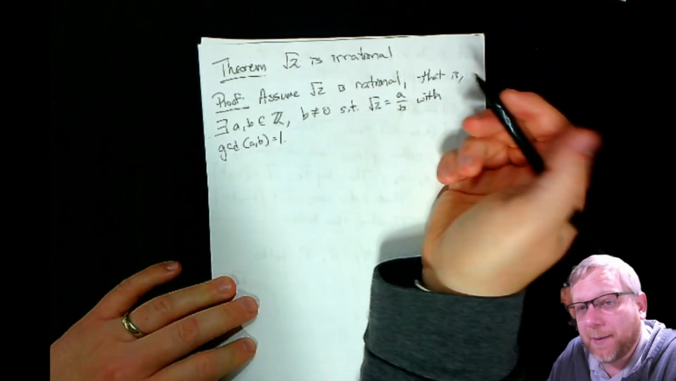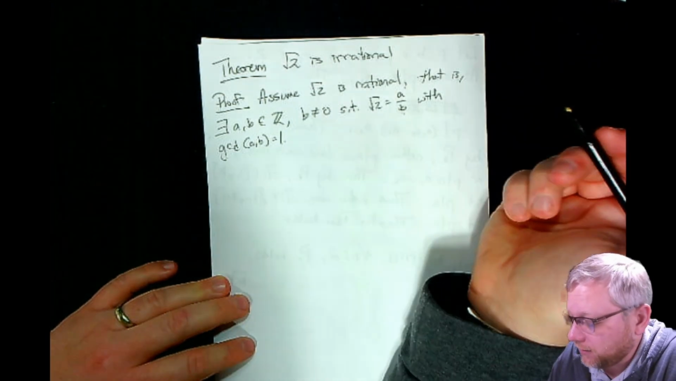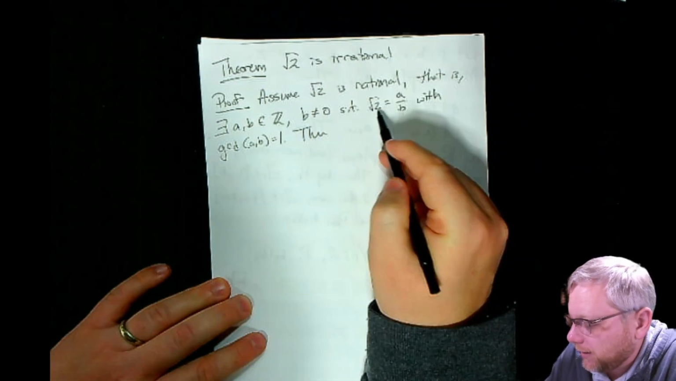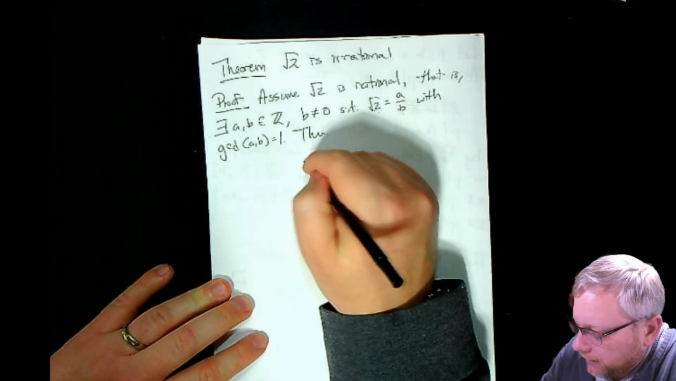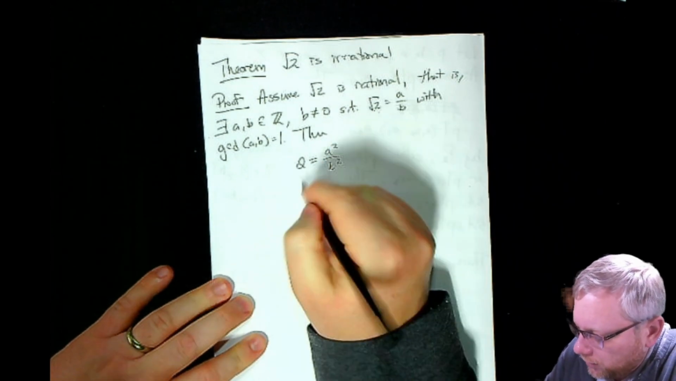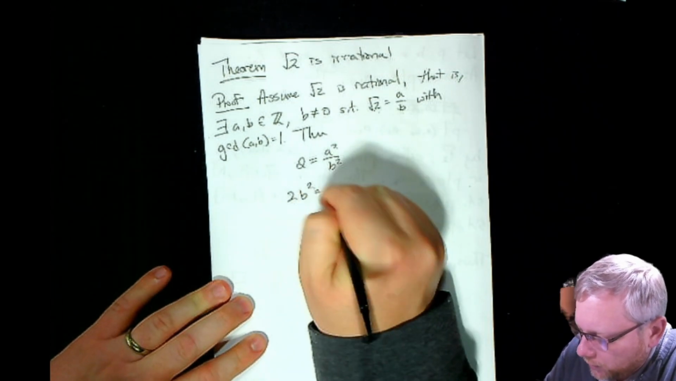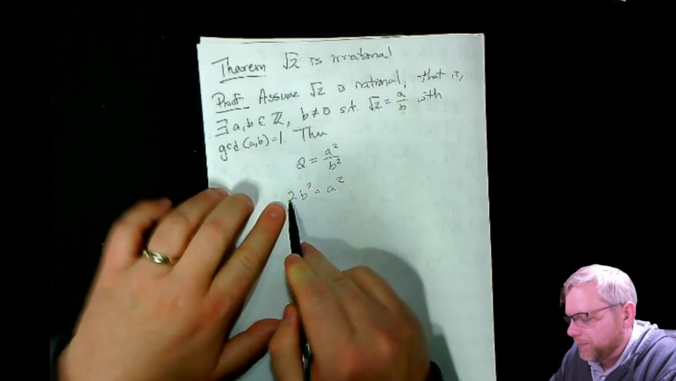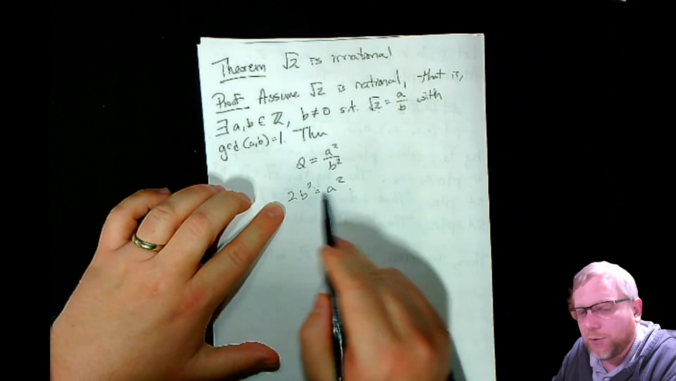Okay. Now, from that point on, we've got a lot of ugly algebra. First thing I can do is square both sides. So I get 2 is equal to a squared over b squared. Let's multiply by b squared, and we get 2b squared is equal to a squared. Now look what I've got here. I've got 2 times b squared equals a squared.